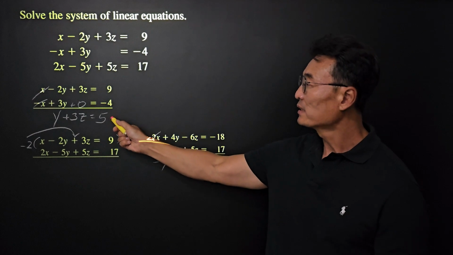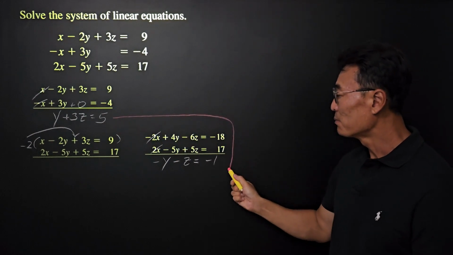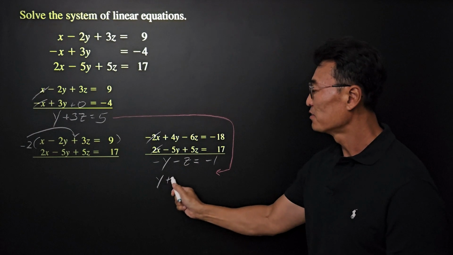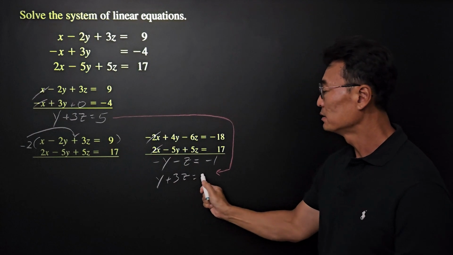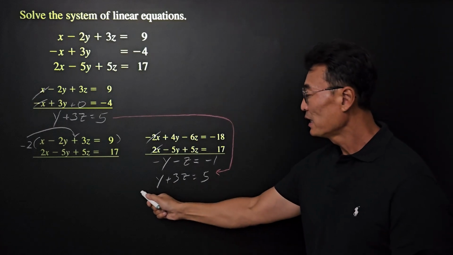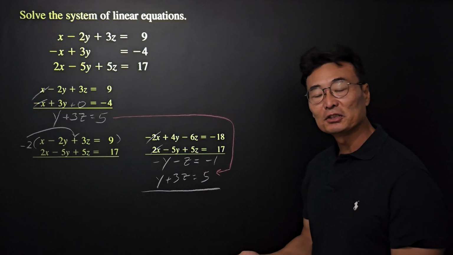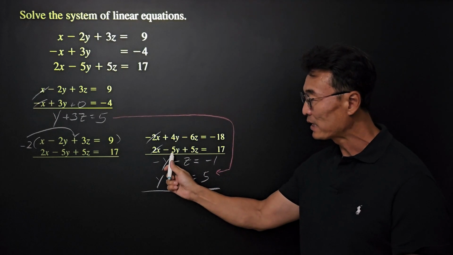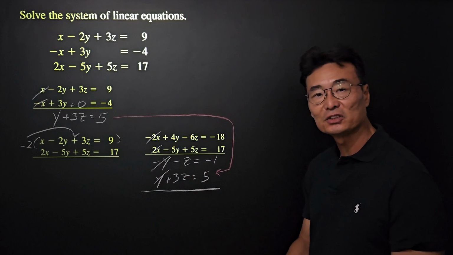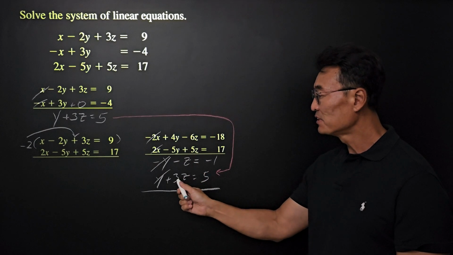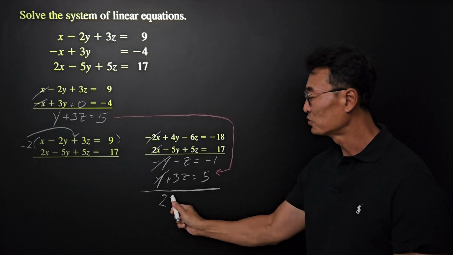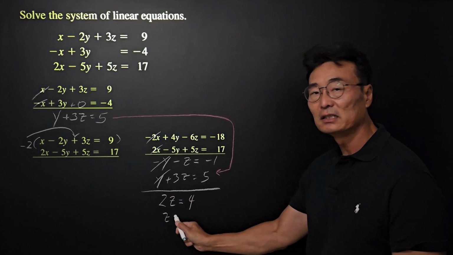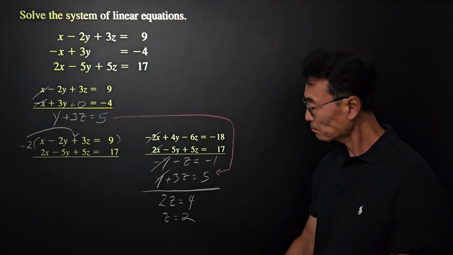I'm going to drag this equation along and then put it right underneath here, where we get y plus 3z equals 5. And once again, I'm going to use the elimination method to eliminate the y. So I'm going to add up and down, negative y and the y will cancel each other out. And we get negative z plus 3z will give us 2z equals 4, or z equals 2.